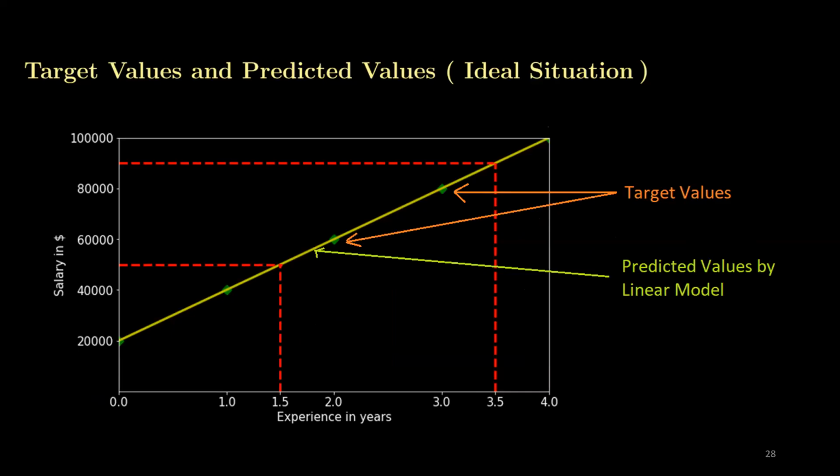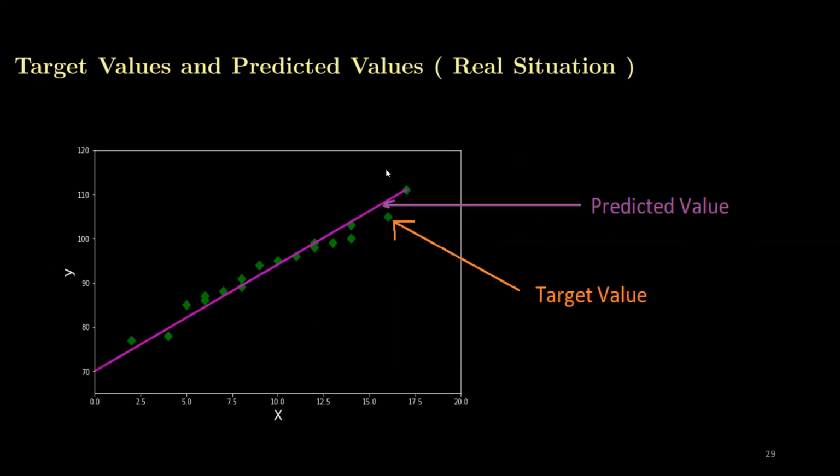So in the previous lecture, we learned about the target values and the predicted values. We learned that when target values and predicted values are the same, then there is no error and that situation is called an ideal situation. But in a real situation, there is always an error. There are target values and predicted values for some samples or many samples which are different from each other. In that case, we need to calculate the value of error.